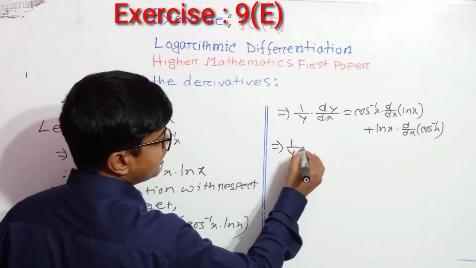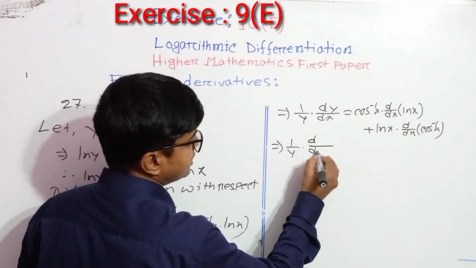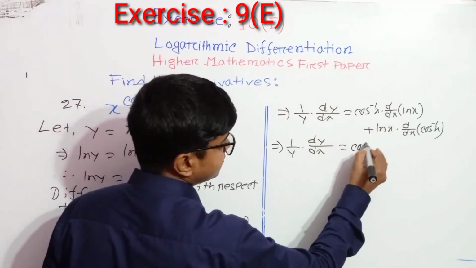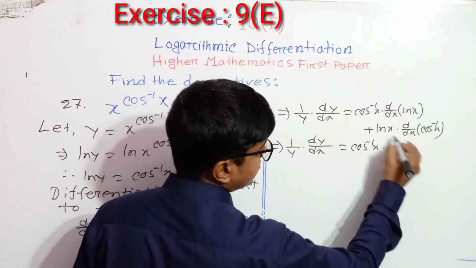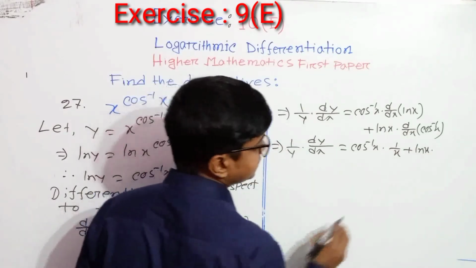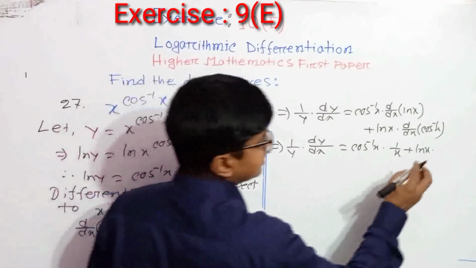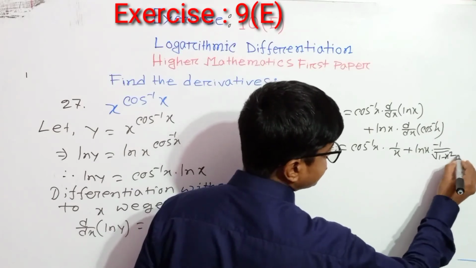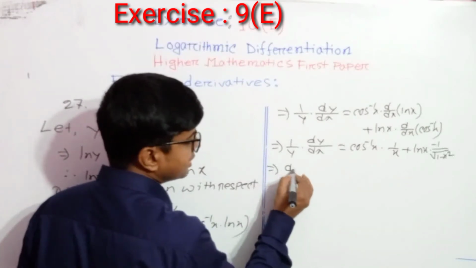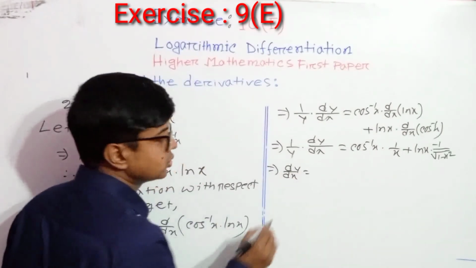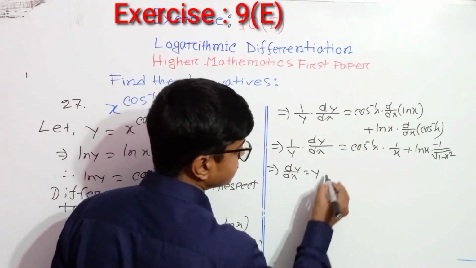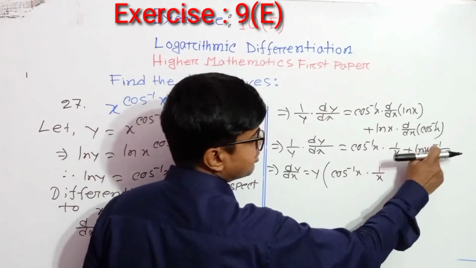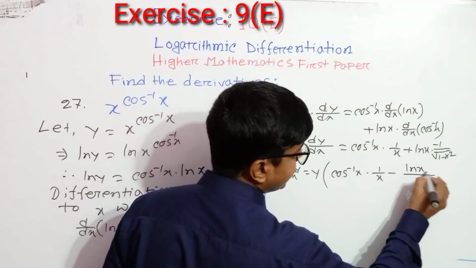Here 1 by y into d dx of y equals to d dx of ln x, we can write 1 by x, plus ln x into d dx of cos inverse x. The formula is d dx of cos inverse x is minus 1 by root over 1 minus x square. Now d dx of y equals to y into cos inverse x into 1 by x, here plus and minus, it will be minus, and ln x by root over 1 minus x square.